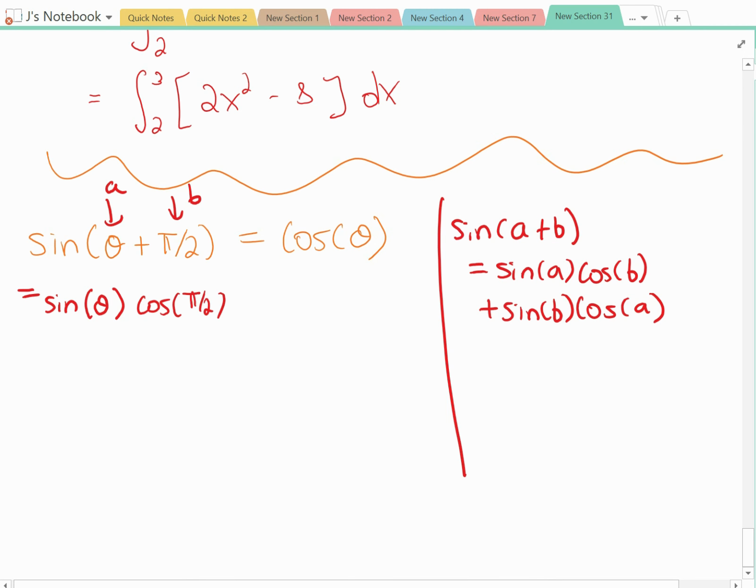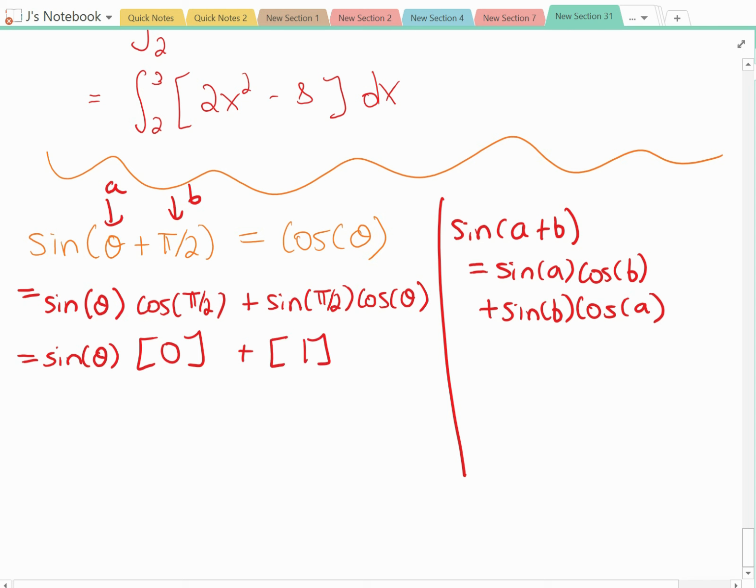It's plus sine of theta times the cosine of pi over 2, plus sine of pi over 2 times the cosine of theta. What's the cos of 90 degrees? 0. What's the sine of 90 degrees? 1. So you get cos of theta. And you can do the same thing for the other four formulas.